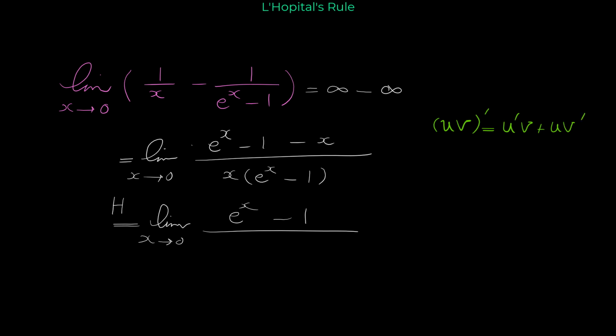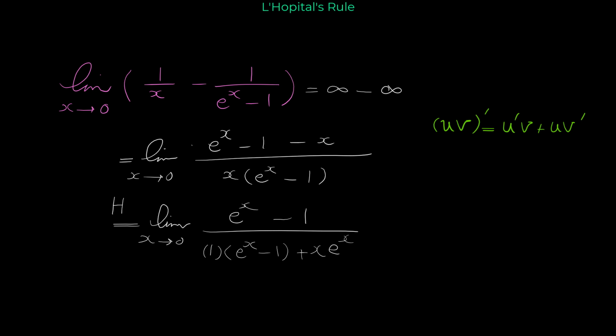So for finding the derivative of x times e to the x minus 1, first we take the derivative of only x. The derivative of x is 1, so we have 1 times e to the x minus 1. Then we write the first function, which is x, and take the derivative of the bracket. The derivative of e to the x is e to the x, and the derivative of 1 is 0. So the derivative of the bracket is only e to the x. Now we have this fraction.